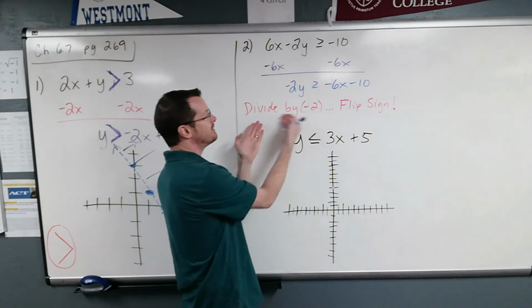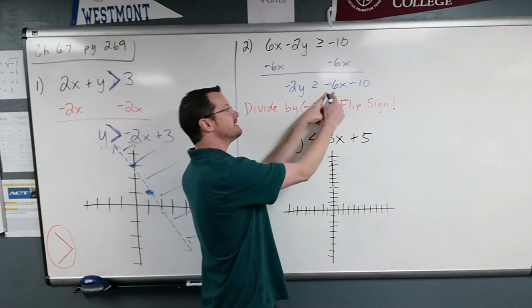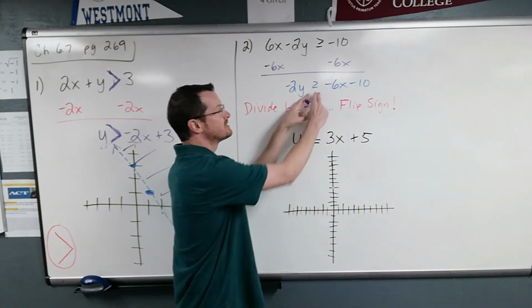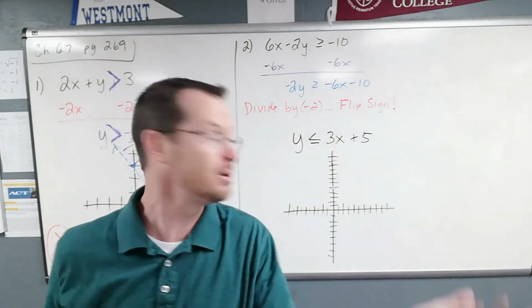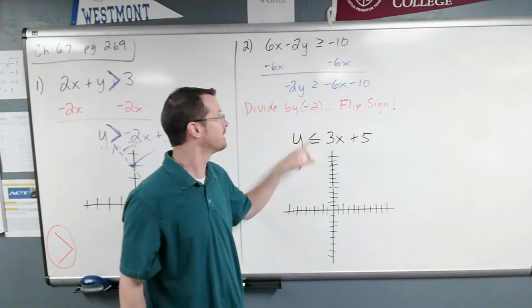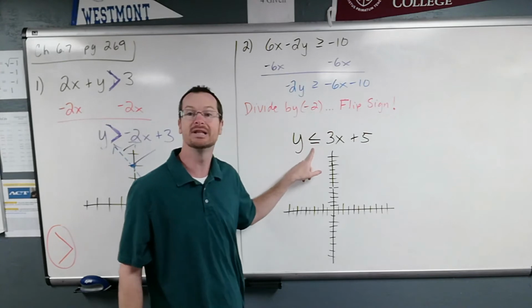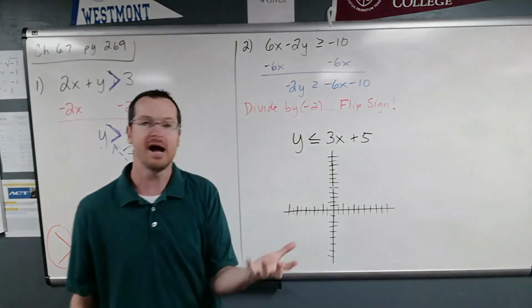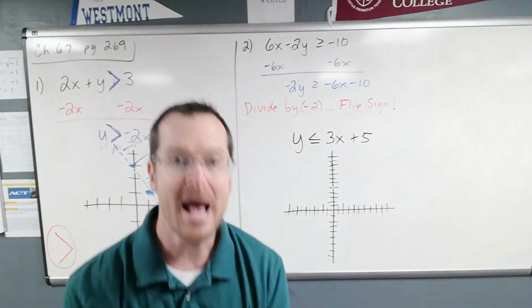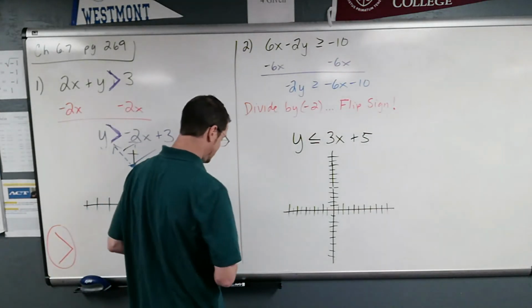When you divide this by negative 2, this by negative 2, this by negative 2, the sign flips to a less than or equal to sign. That was greater than or equal to. It flips to a less than or equal to. So I'm going to graph it the same way, but I want everything less than or equal to that sign. So let's go ahead and graph this thing.